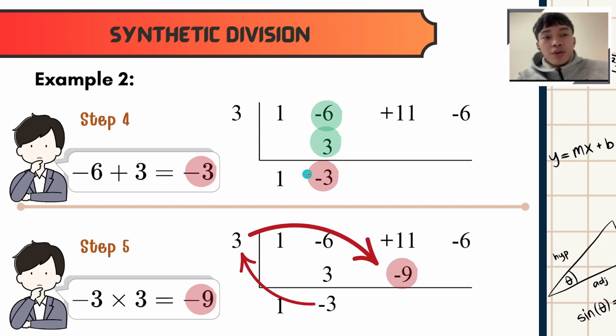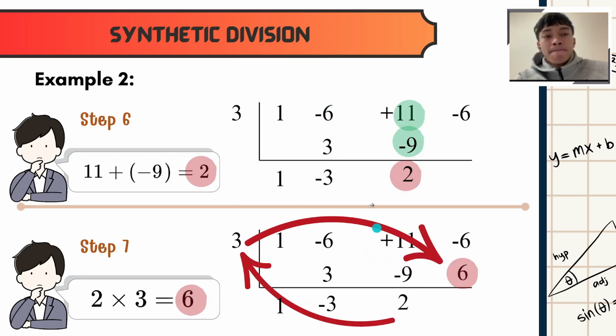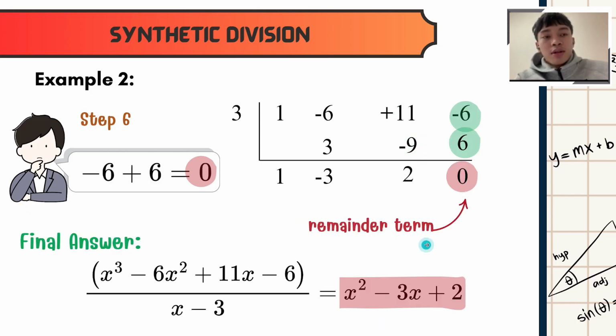And then we're going to do it all over again. Negative 3 multiplied to positive 3 is equal to negative 9. So positive 11 added to negative 9 is going to be 2 because it's different signs, so you have to subtract. Then do it all over again. 2 multiplied to 3 is equal to 6. And then the remainder term is 0.